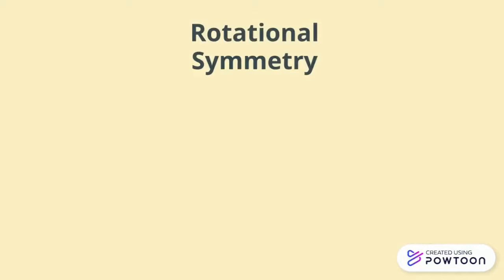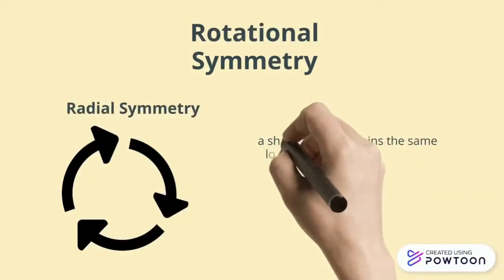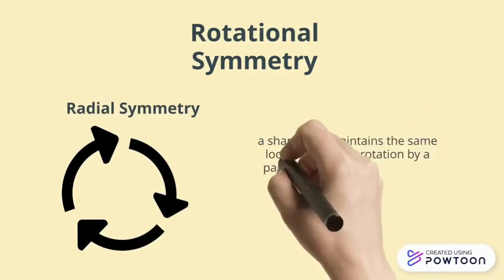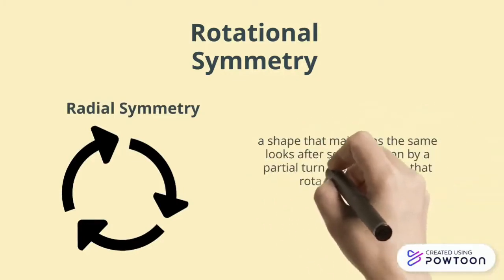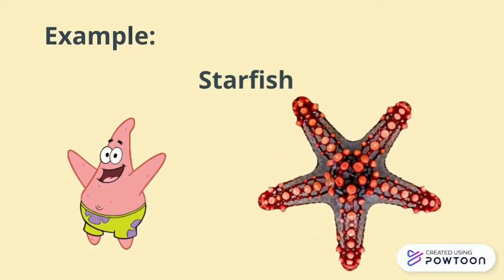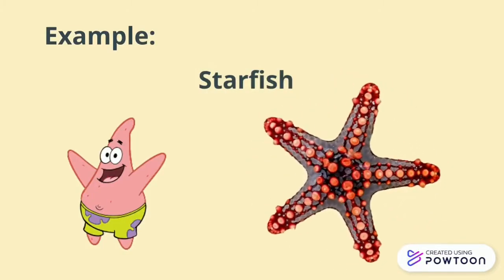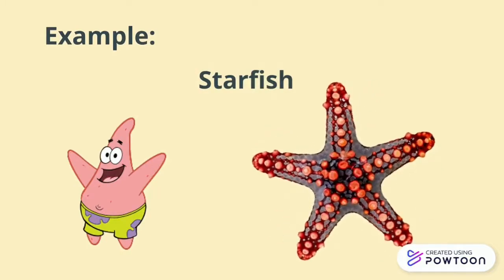Rotational symmetry, also called radial symmetry, is a shape that maintains the same look after some rotation by a partial turn, also an object that rotates on its axis. One of the best examples of rotational symmetry is a starfish. It has similar parts and they are regularly arranged around the central axis. And the pattern looks the same after a certain amount of rotation.